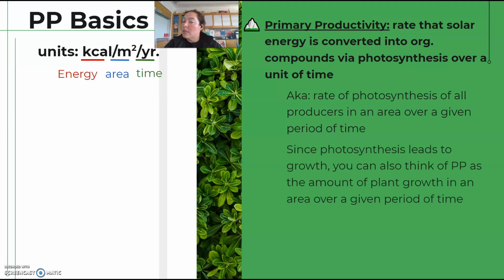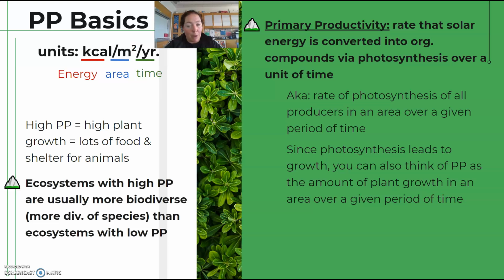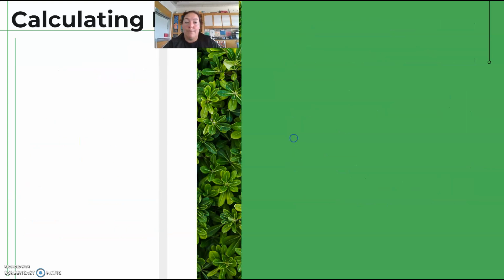So because the photosynthesis directly leads to growth, you can almost think about how much the plants have grown in an area over a given period of time. So if you want to think of it that way, you can think about how much plant growth is available, how much plant nutrients are available in that region. If you have high primary productivity, that means you have lots of plant growth, which means there's lots of food and lots of shelter for organisms. If you have low primary productivity, you tend to have low biodiversity. So high primary productivity usually leads to more diverse ecosystem versus a low primary productivity, which is going to be something that's very low in biodiversity.